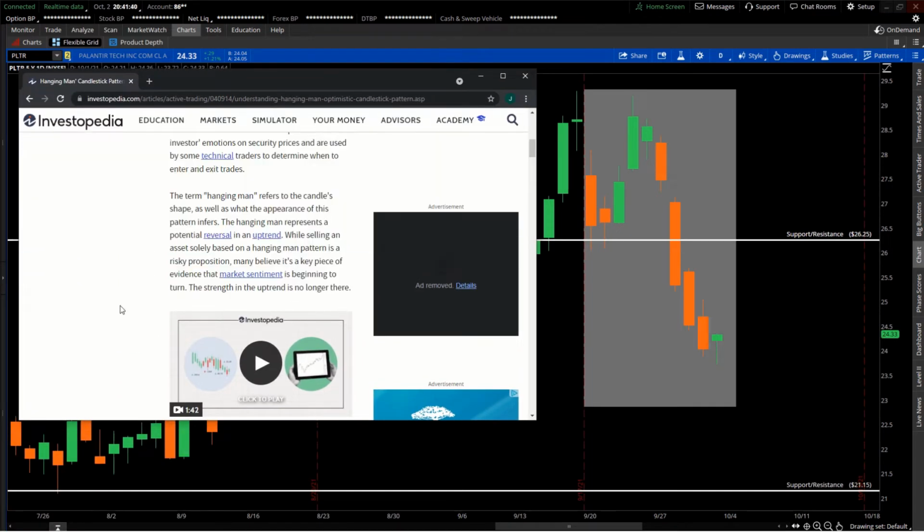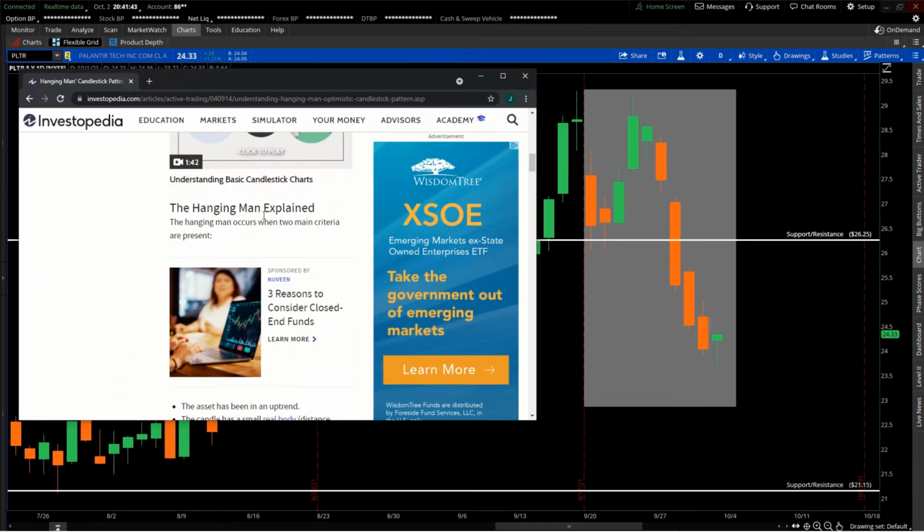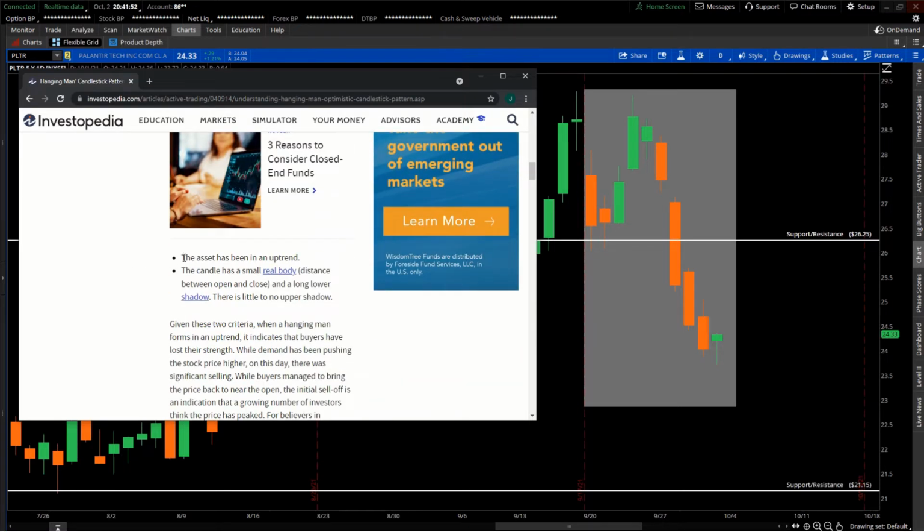Further, the hanging man explained: the hanging man occurs when two main criteria are present. The asset has been in an uptrend. Check. The candle has a small real body. Yes. And a long lower shadow. Yes, so this is a wick. There is little to no upper shadow. Okay, so this is exactly what they're describing here.